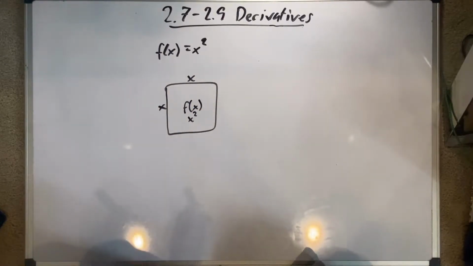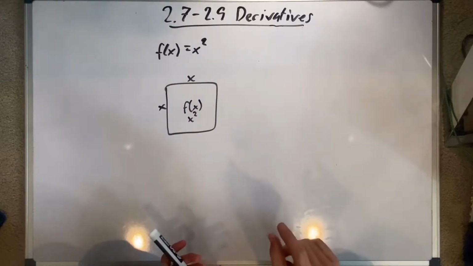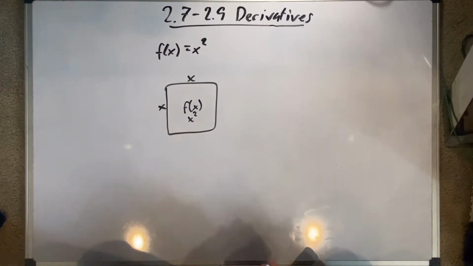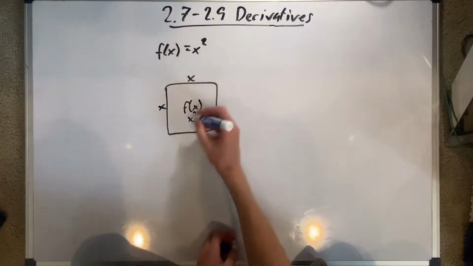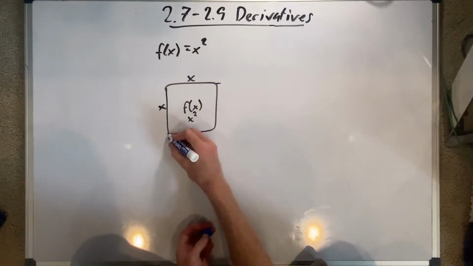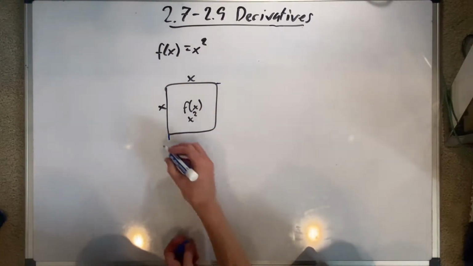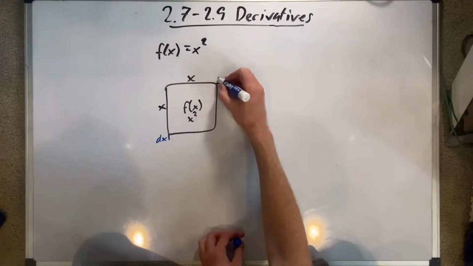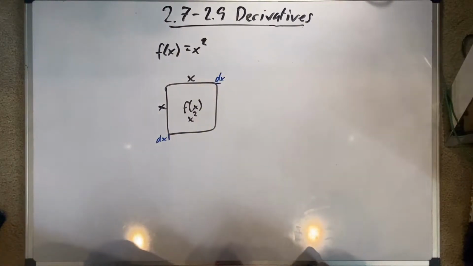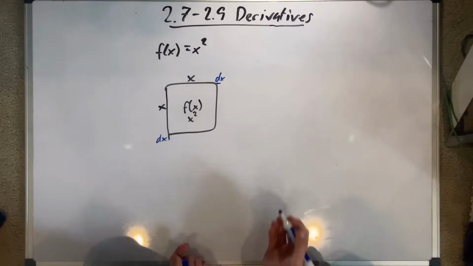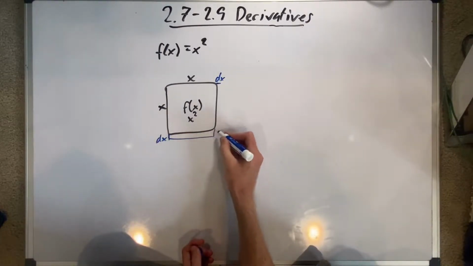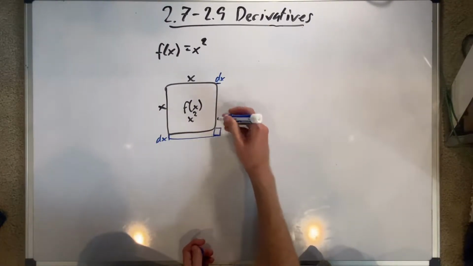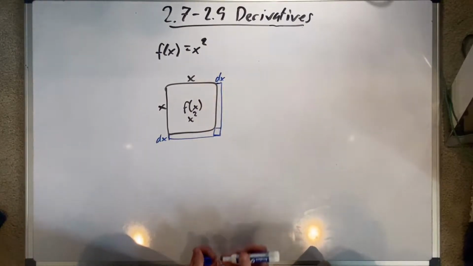So what we're going to do is change x very slightly. When I say very slightly, I mean really small. So we're going to take this x here and here, and we're going to add on a tiny dx. A tiny difference in x, hence the d.